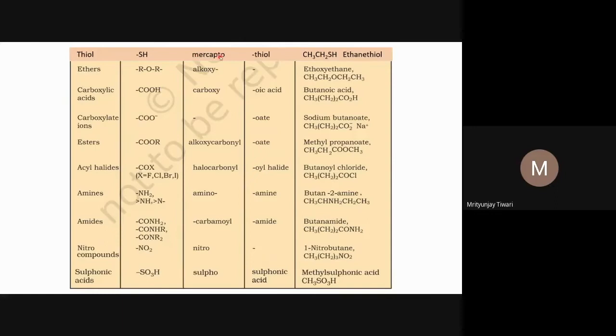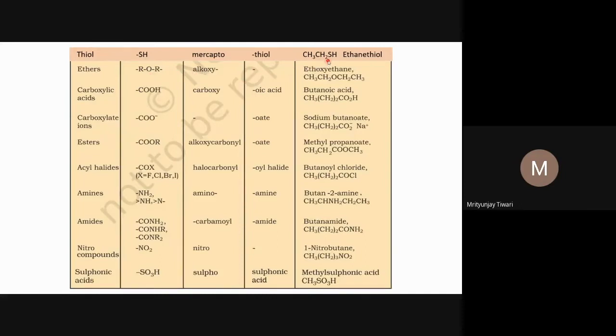If it is there as a subsidiary functional group, we write it as mercapto, and if it is there as a principal functional group, then we write it with the suffix, the IUPAC group suffix, as thiol. The IUPAC group prefix for the SH group is mercapto.